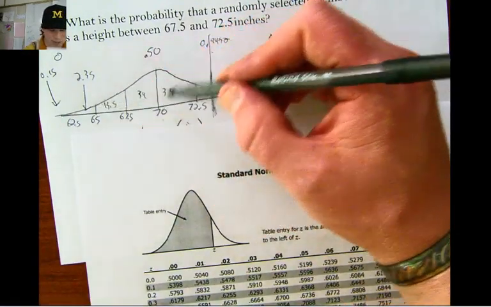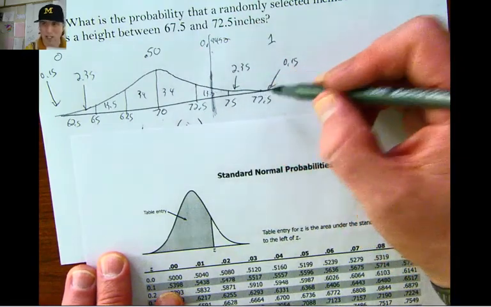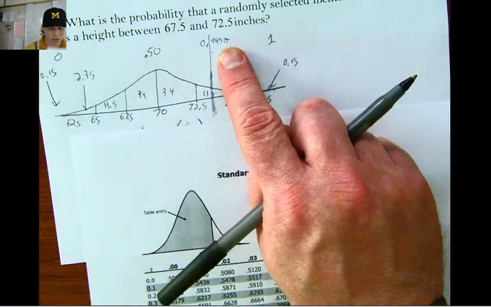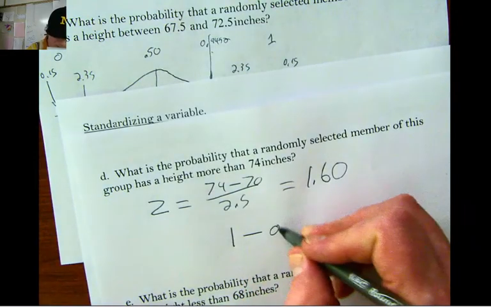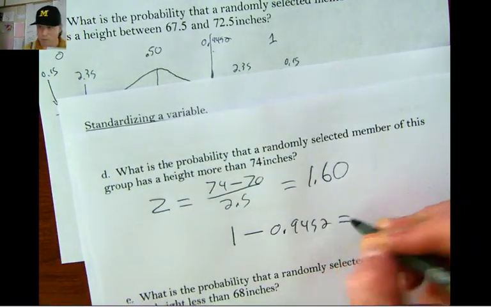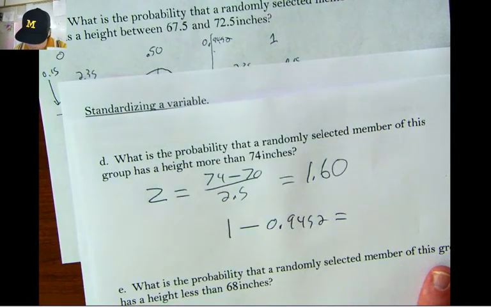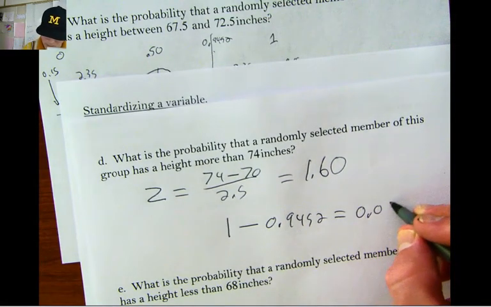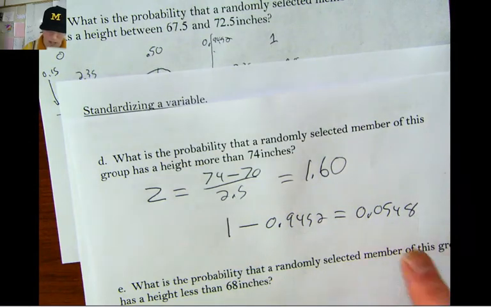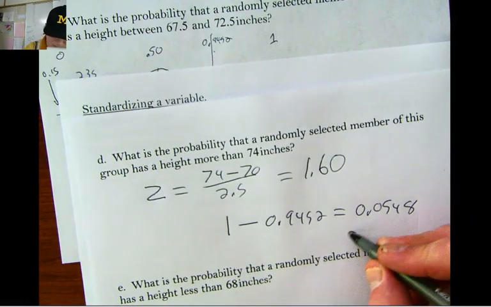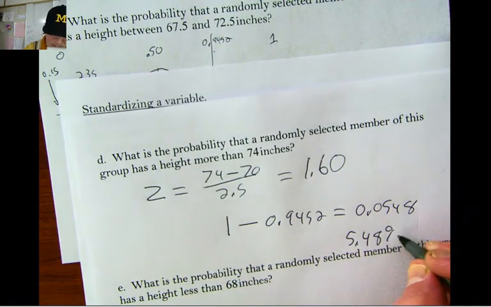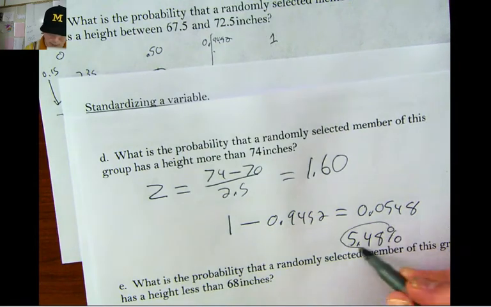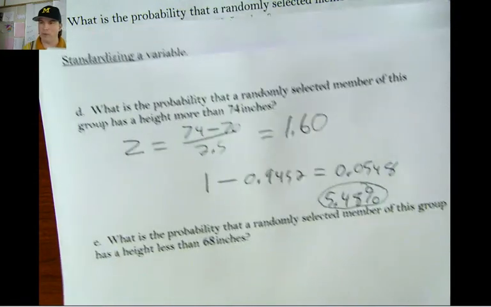Now in this problem, I wanted the group who has a height of more than 74 inches, so I actually don't want these numbers, I want these numbers. So instead of using 0.9452, I'm going to use 1 minus 0.9452, which is 0.0548. And that's the decimal. So if you go to percent at that point, it'd be 5.48%. Yay, z-table. Okay, next one.